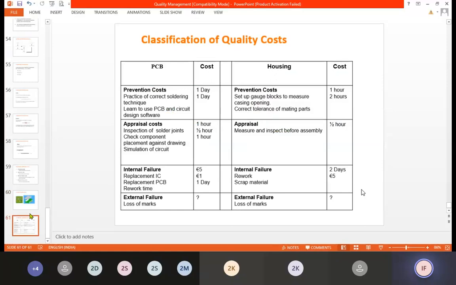See, this is an example of internal and external failure costs. Have a look. You always remember the cost of non-conformance of quality is more than the cost of conformance of quality.